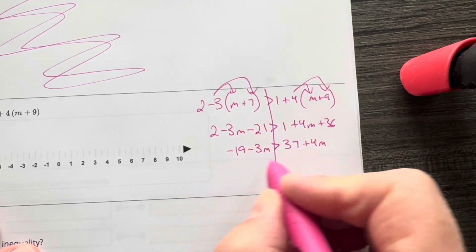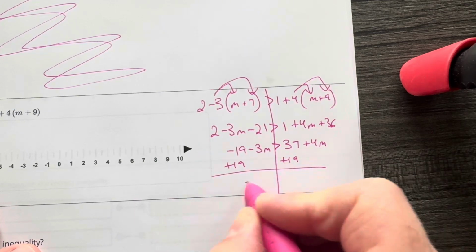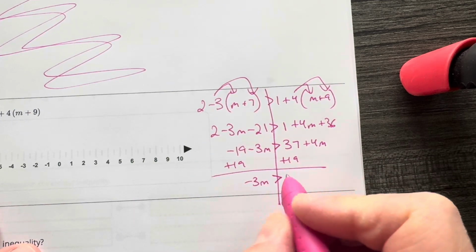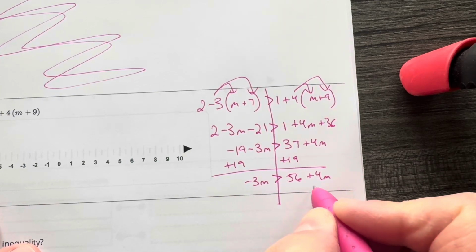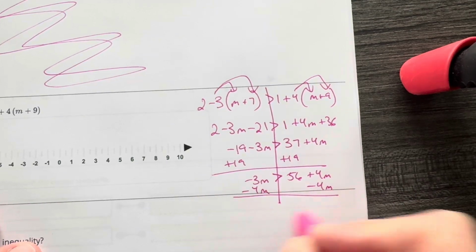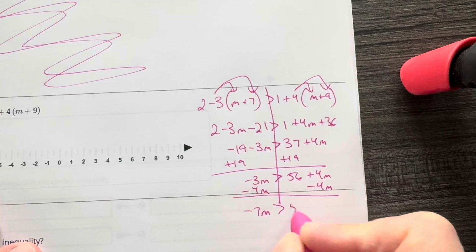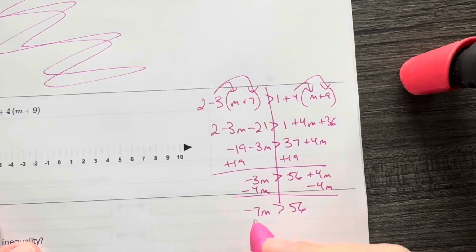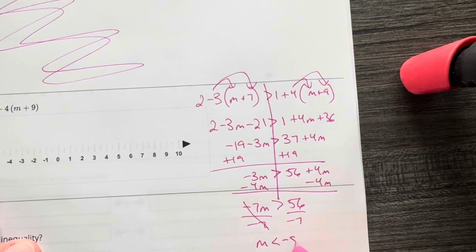I like to move the first thing I see. So we'll add 19 to both sides. So negative 3m is greater than 56 plus 4m. Minus 4m on both sides because I have to move this m over here. We do opposites. Negative 7m is greater than 56. I am now dividing by a negative, so I'm going to flip the sign. So m is less than negative 8.